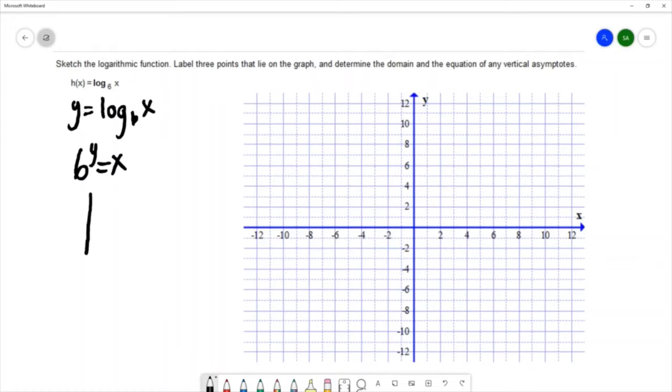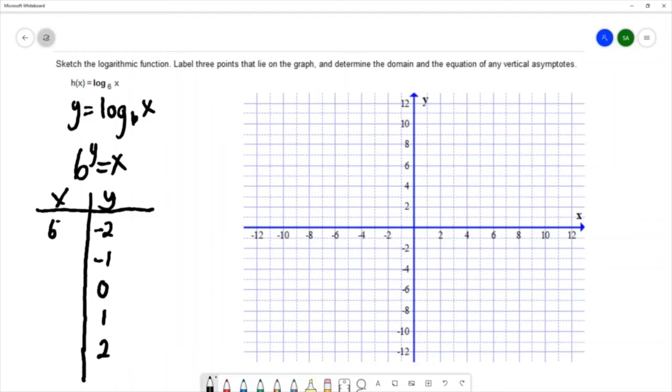So now I'm going to make a chart, and this chart is going to have x and y values. Typically, we would choose values for x and find the values for y, but since I've rewritten this equation as 6 to the y equals x, I'm going to choose values for y and find the x. So let's use -2, -1, 0, 1, and 2 as my y's. I'll substitute them into the equation.